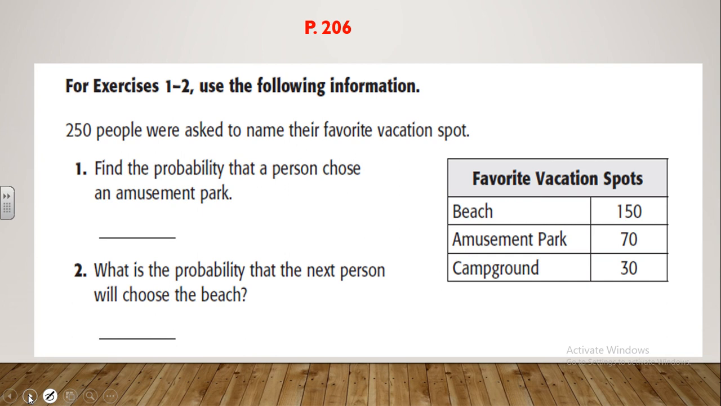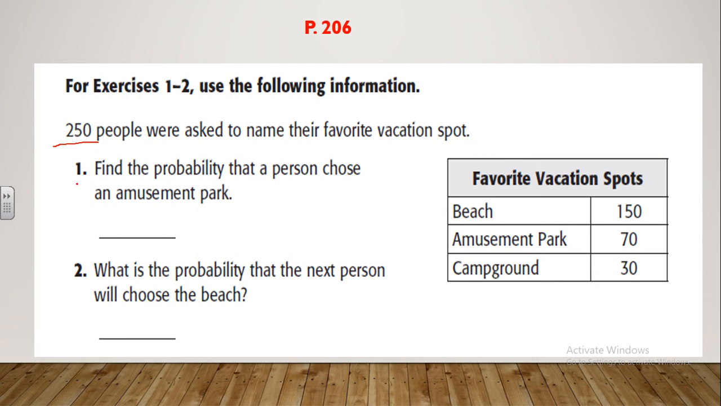Now I want you to open your booklet, page 206. Let's read this question together. For exercise 1 and 2, use the following information. So we will use this table to answer these questions, okay? He tells you that we have 250 students who were asked to name their favorite vacation spot. So here he helped you. He already gave you the total. The total here is 250, okay?